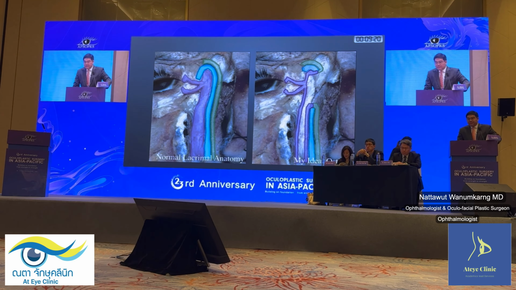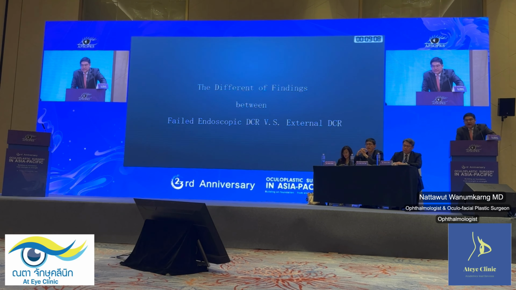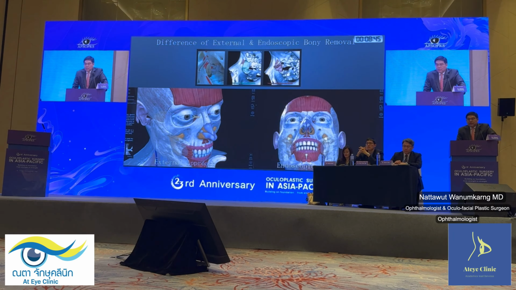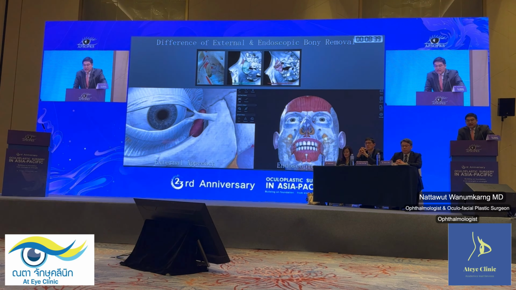If you are a beginner, you should know the normal lacrimal anatomy, and on the right-hand side is the ideal ostium flap that should be open widely. The differences I have found between the failed endoscopic DCR and the external DCR: I divide the classification of the failed DCR into two parts. The left-hand side is failure from endoscopic DCR, and the right-hand side is failure from external DCR.